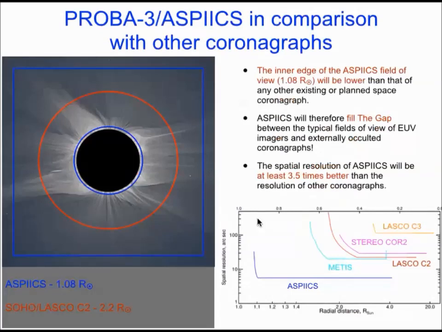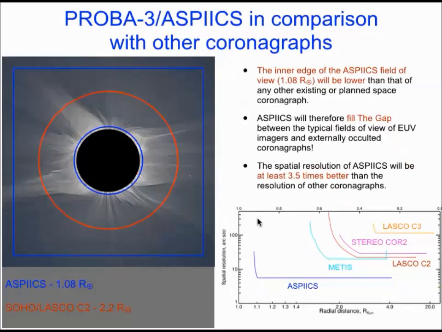ASPIICS will bring us much closer to the sun than ever before. The red curve here is the LASCO C2, the red coronagraph that I showed before. Inner edge, so inside the red circle is all blackness in C2, the best, let's say the reference coronagraph now. And so ASPIICS will go down to the blue circle, much deeper in.